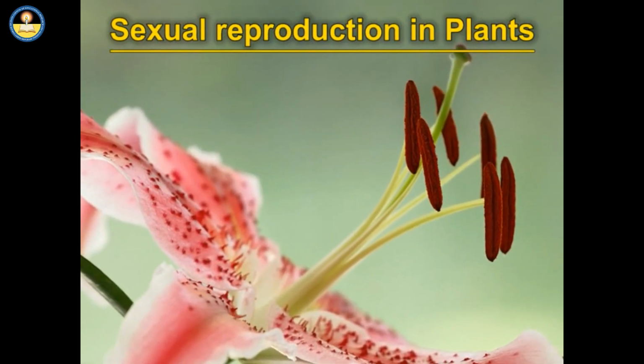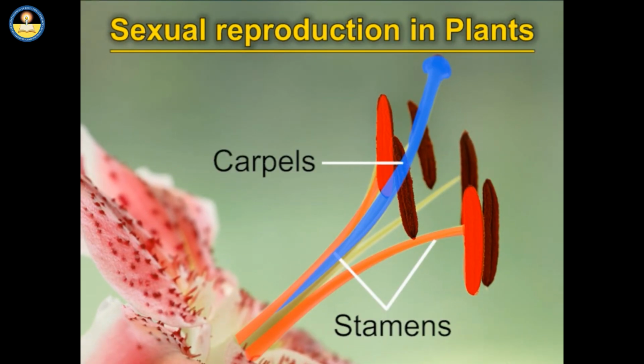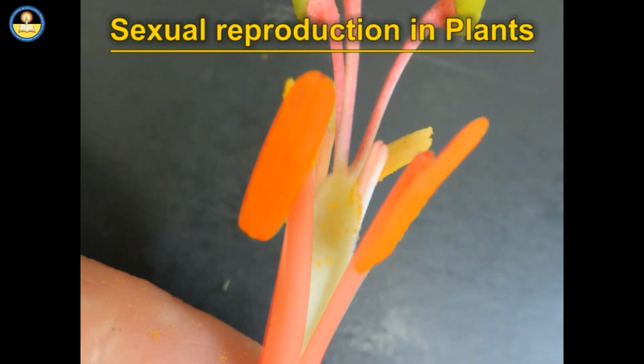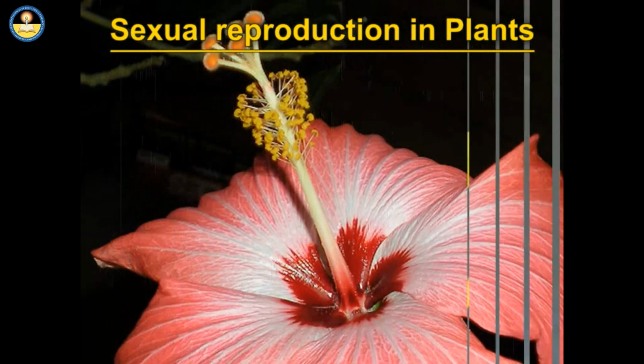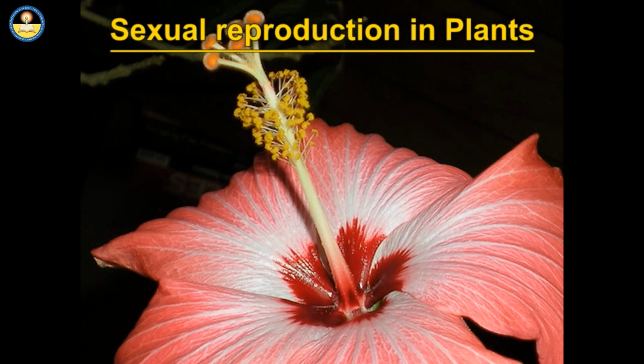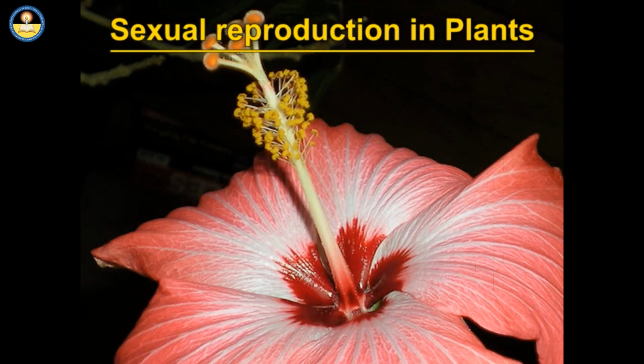Flowers contain the reproductive structures, stamens and carpels. Stamens are male reproductive organs and carpel is female reproductive organ. These two parts directly participate in sexual reproduction. Stamens produce pollen grains, while carpels contain the egg cells.